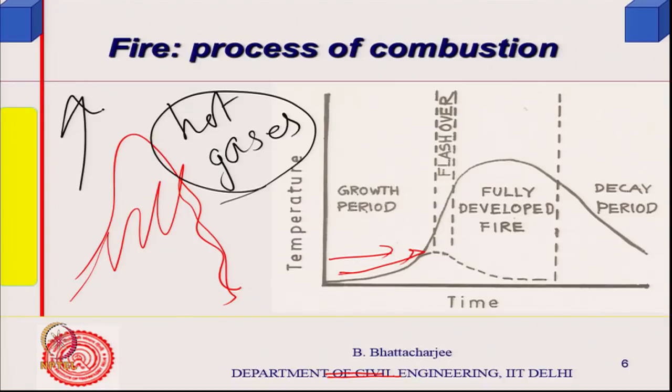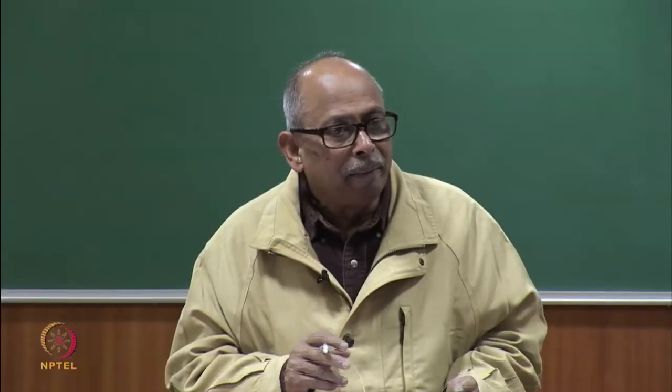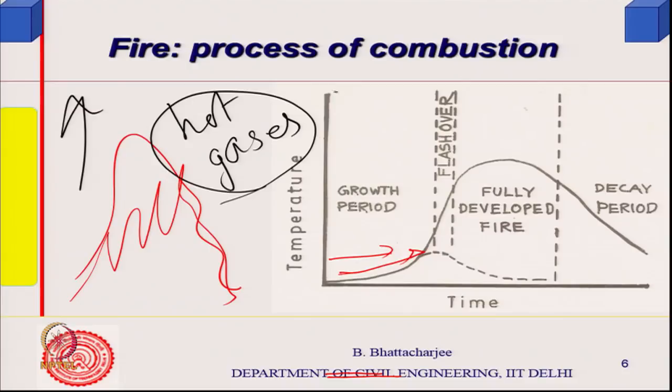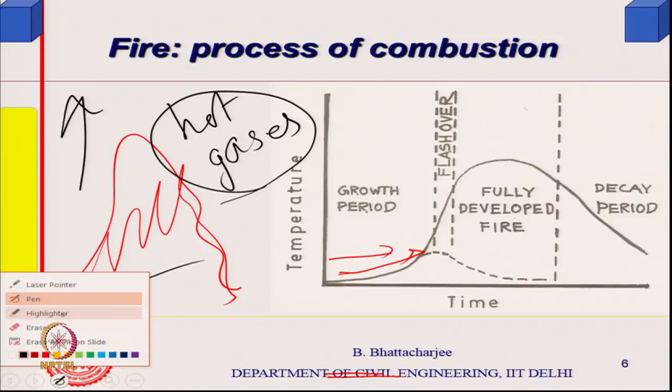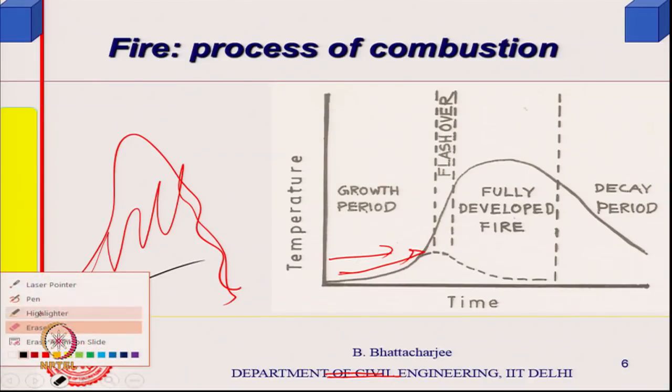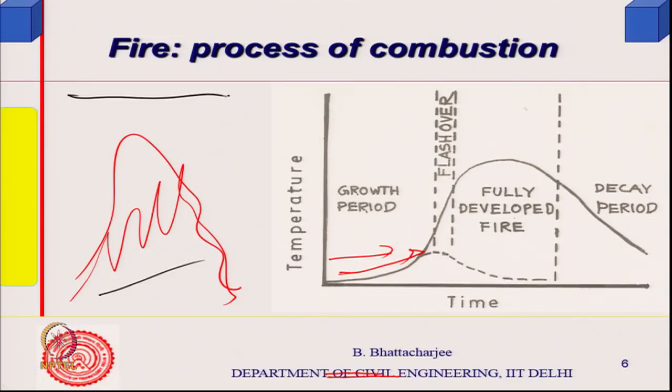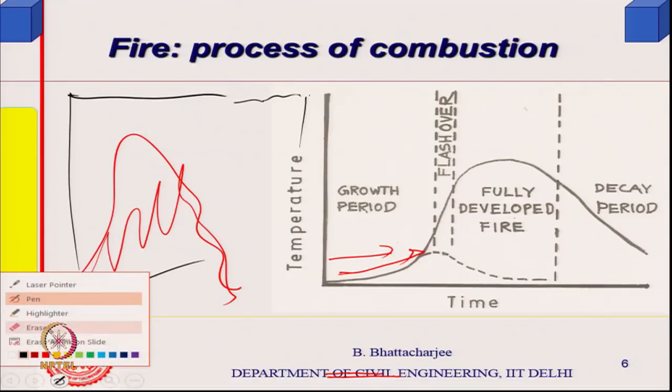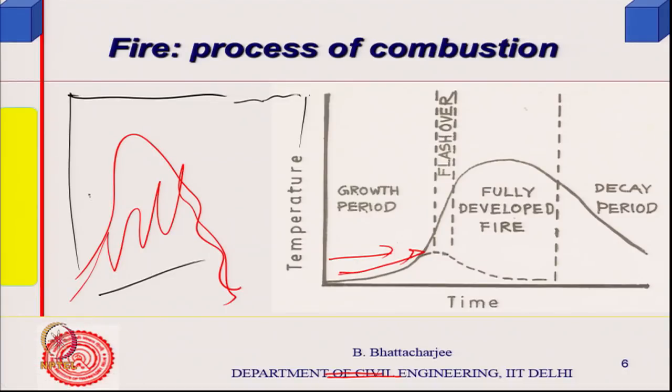Hot gases will tend to go up and accumulate over the ceiling, and then the ceiling is all heated up. Let us say this is the fire, and this is the space around. So hot gases start accumulating here.